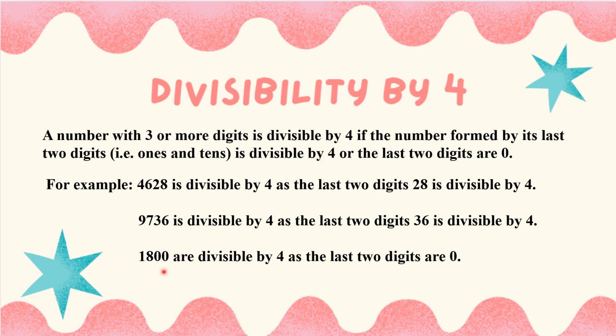I have taken one more number, 1800. Now if you see, in 1800 the last two digits are 0, isn't it? So if the last two digits are also 0, directly we can say this number is divisible by 4.